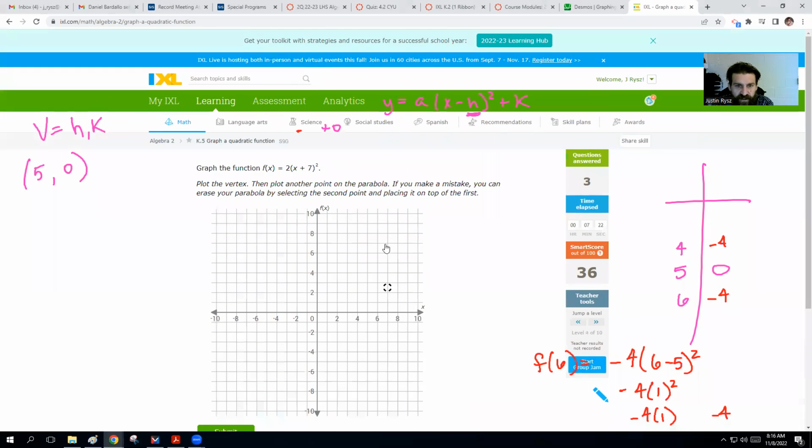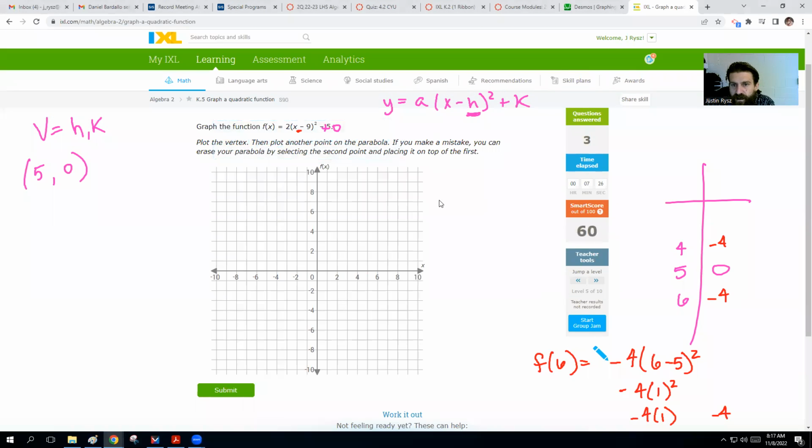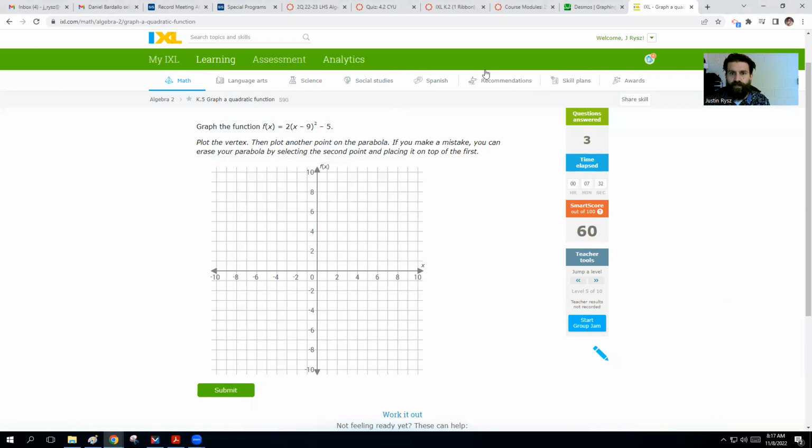Okay, so this next one, pretty much the same thing. Just keep jumping up a level here. Okay, we'll do this one because it's a little bit crazier standard form. All right, so this is in vertex form. Remember, this is a times x minus h squared plus k.